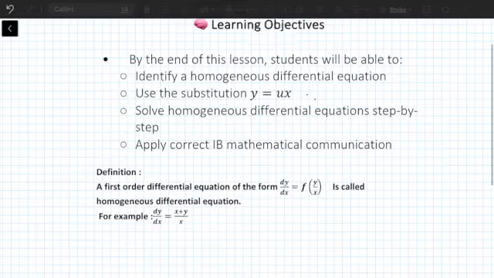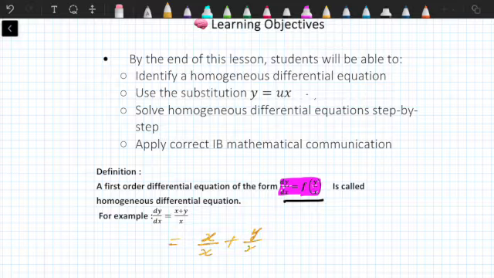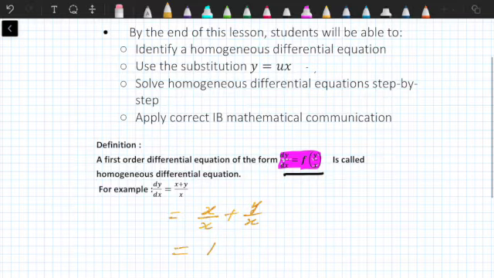Now let's look at the definition. A first order differential equation of the form dy/dx = f(y/x) is called a homogeneous differential equation. For example, dy/dx = (x + y)/x is a homogeneous differential equation. If we simplify it further, we can write it in the form of f(y/x), so the given equation is a homogeneous differential equation.